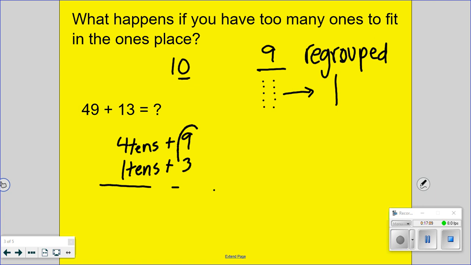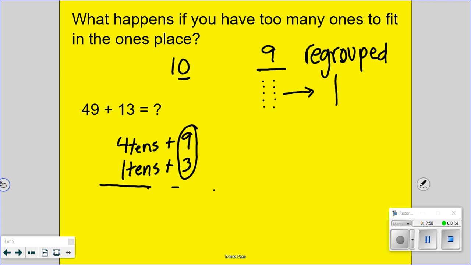When I add my 9 and my 3, what's my total ones? I have 9 ones plus 3 ones. How many total ones do I have? 12. I have 12 ones. Can I squish the number 12 in one place? No. I need to rearrange 12. Can I get a 10 out of 12? Yes. Can I get 8 tens? No. You just gotta make a 10. I can only get one 10.